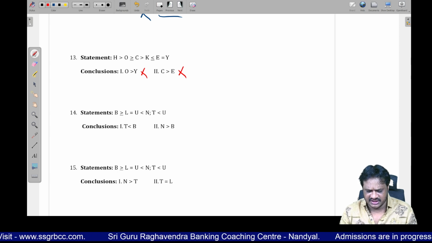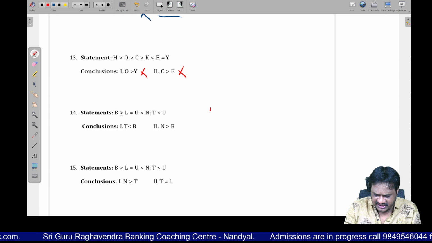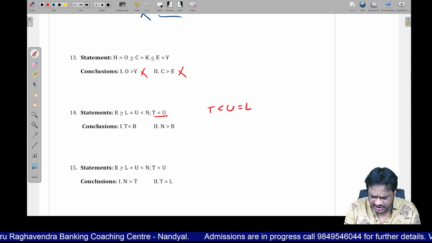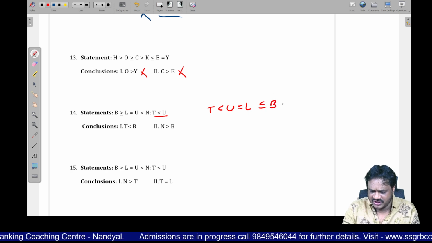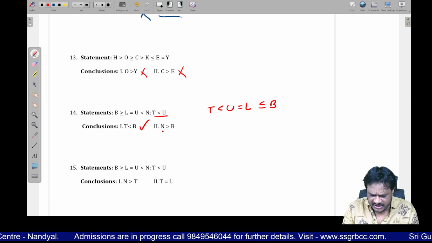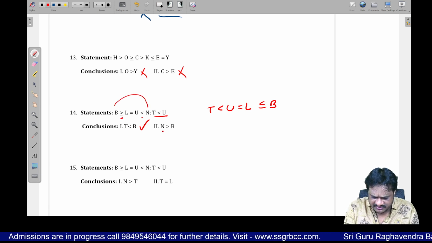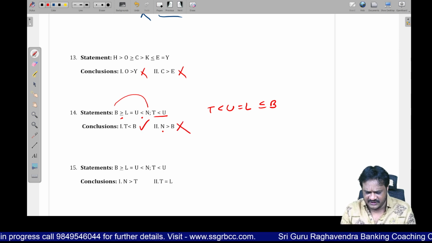14th one, B greater than or equal to L, L is equal to U, U less than N, T less than U. Now T less than B. Let us see. T less than U is given, U is equal to L, B greater than or equal to L, L less than or equal to B. Therefore, T less than B definitely follows. N greater than B, B to N there is no common symbol. Here there is one symbol, here there is one symbol. So, second one does not follow, only one definitely follows.